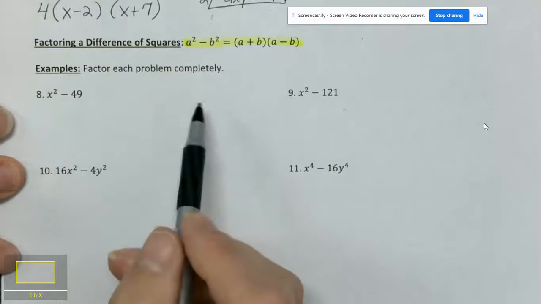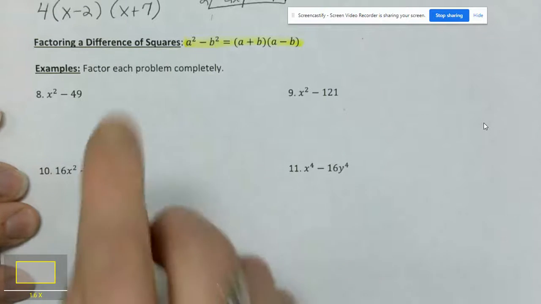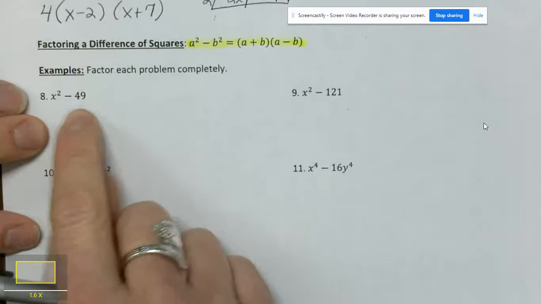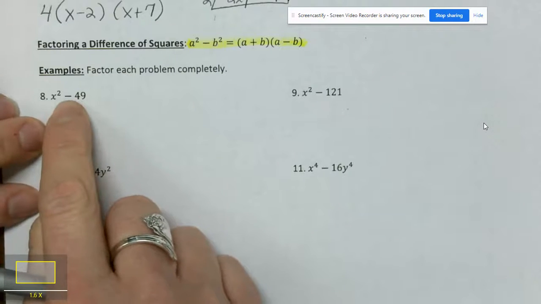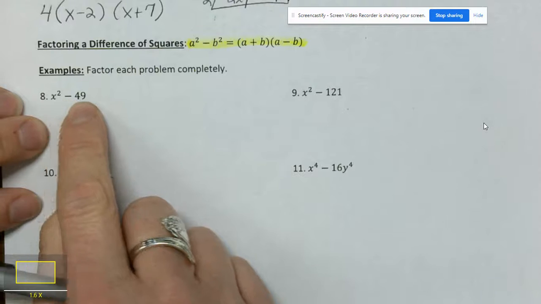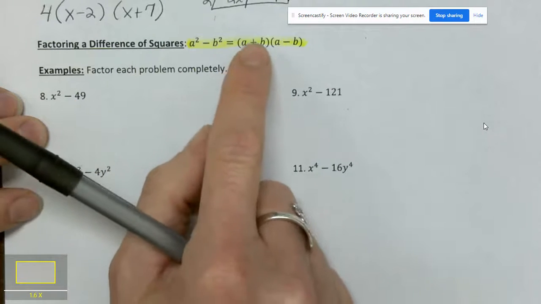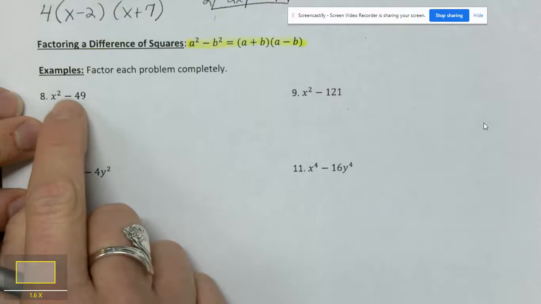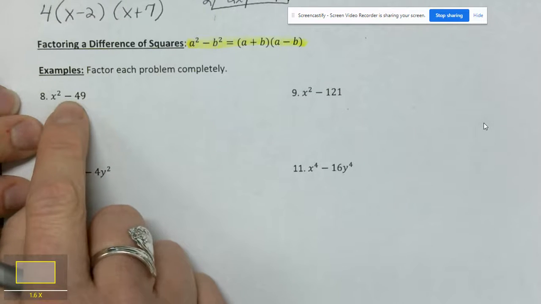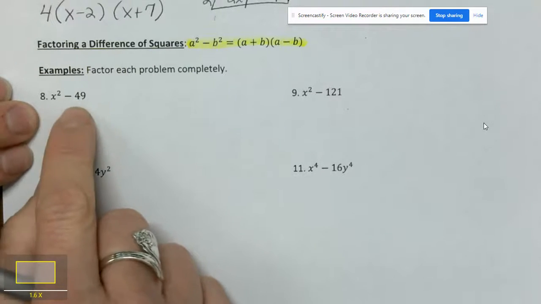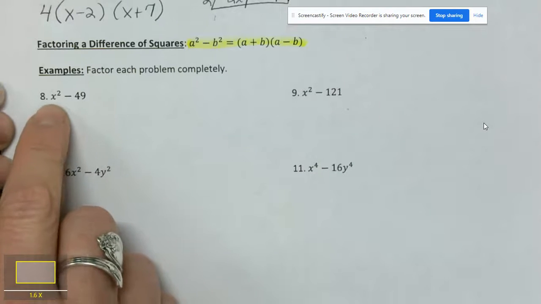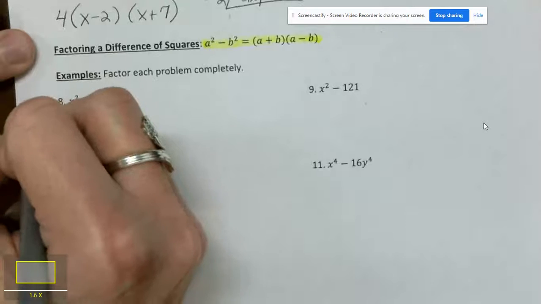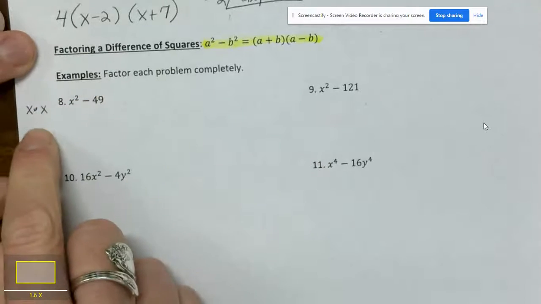So here it says factor each problem completely. All right, first, if you have two pieces and there's a minus sign in the middle, that's a good indication that you've got a difference of squares. So here I've got two pieces. I've got a minus sign in the middle. Now I need to ask myself, are these perfect squares? Okay, what can I multiply to get x squared? Well, that is x times x. So that's a perfect square.